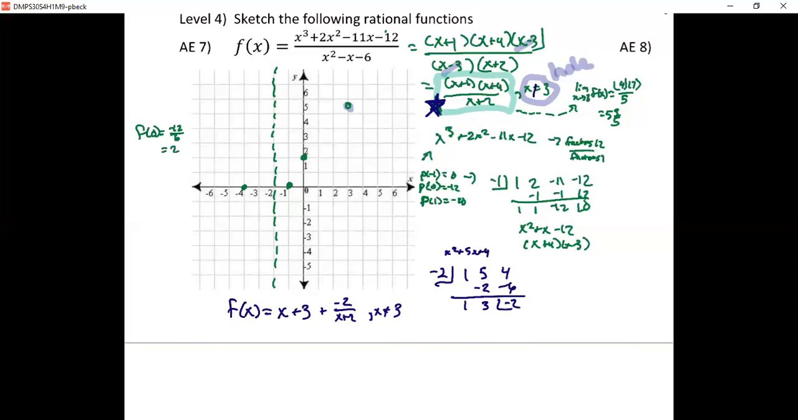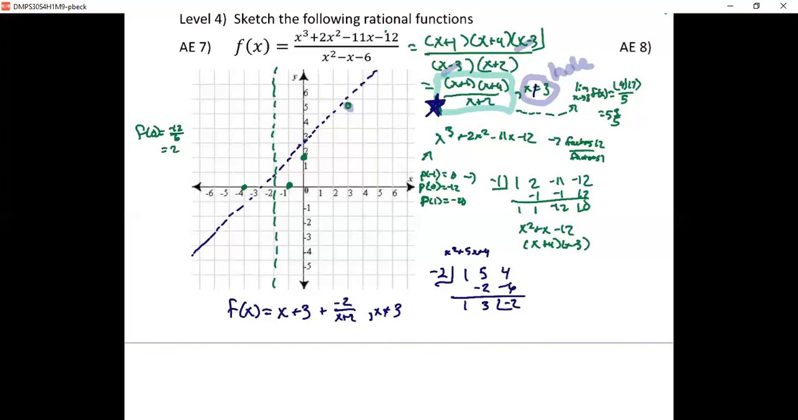So x is not allowed to equal 3 because of the hole. Now, honestly, this would have been a little easier to plug in to figure out where the hole is at this point, but that's okay. So that slant asymptote, y equals x plus 3. Slope is 1. So it's going to look like that.